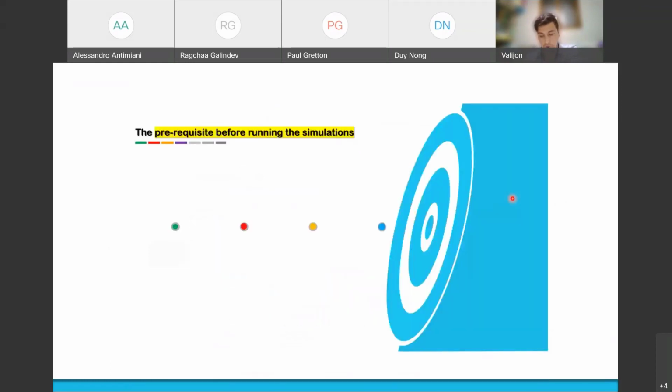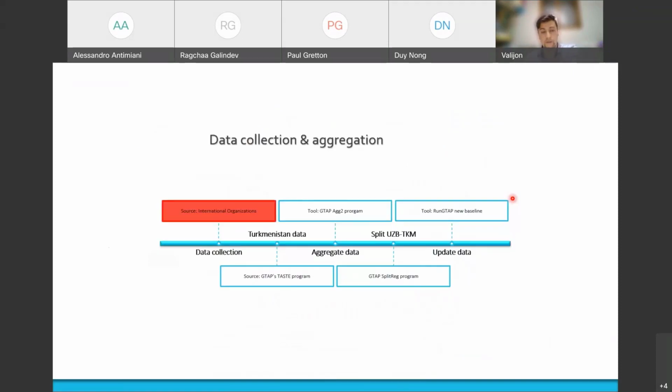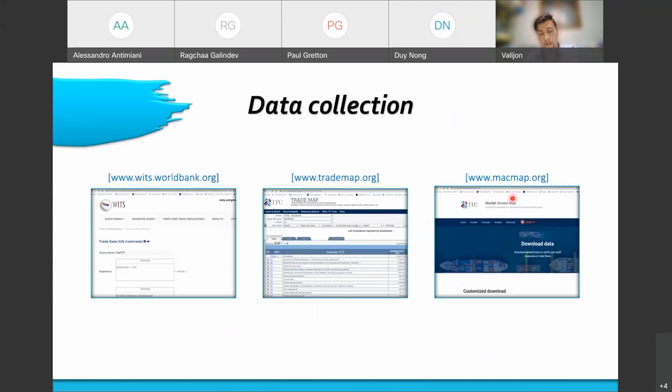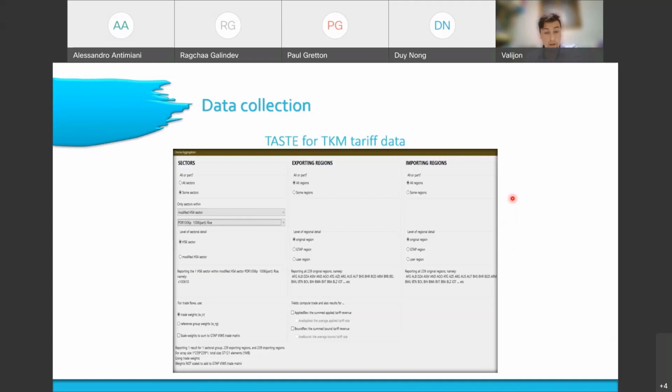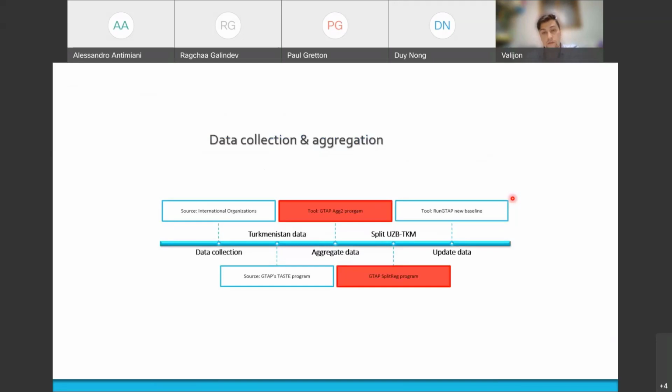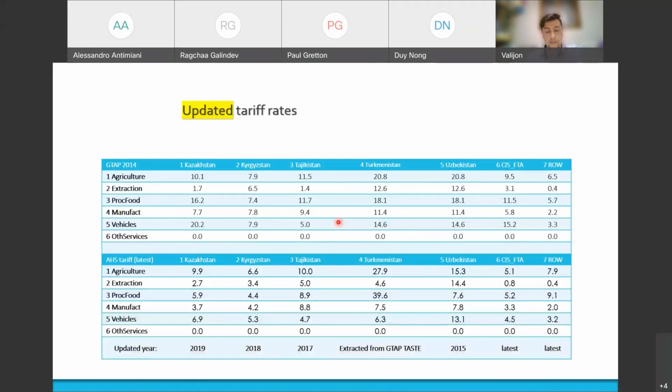For moving on to our simulation, there are prerequisites before running the simulation: data collection, data aggregation, and then the baseline scenario. For sources, we collected from famous international data websites, and for Turkmenistan data, we couldn't find anything except from the GTAP's TASTE program. This is how the TASTE program looks. We aggregated data using GTAP, and we also split Uzbekistan and Turkmenistan because they are missing in the GTAP version 10 database. So we split the region using the SplitReg data program. And then finally, we updated the tariff rates.